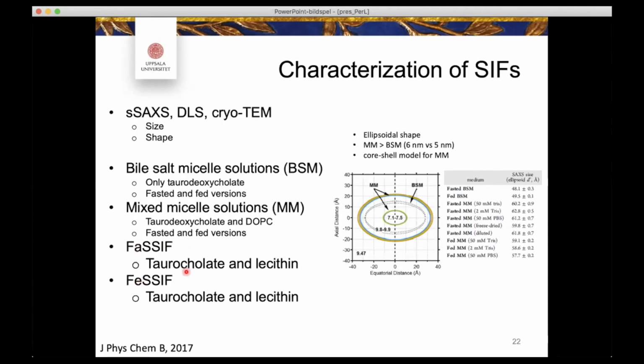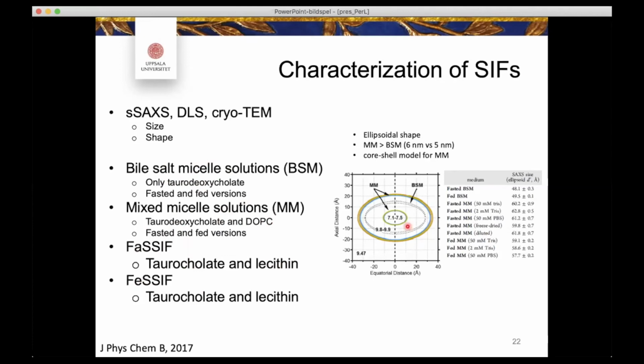So these contain taurocholate again and lecithin. And these ones were made in-house, containing, in the case of bile salts, only taurocholate, and in the case of the mixed micelles, taurocholate and not lecithin, but another phospholipid, DOPC.